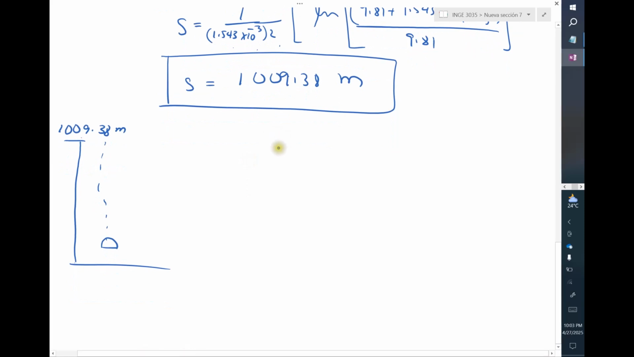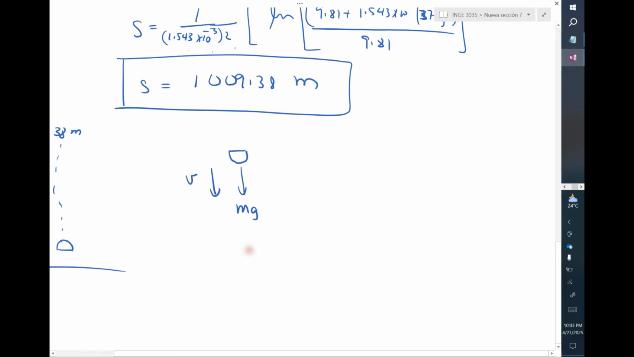Well, the bullet will change direction. The bullet will start to look like this. And what's interesting, mg now is acting in the same direction as the velocity, but the drag continues to be a drag, right? So it's against velocity. That means that the force of drag will be here as the bullet is coming down. And this is the second part of the analysis, and this second part is the one that will give us the velocity, or the impact velocity.